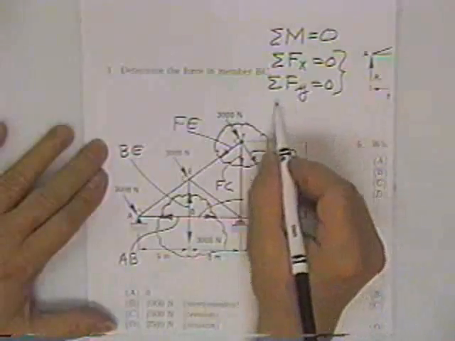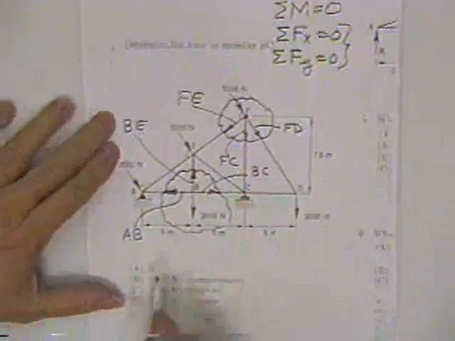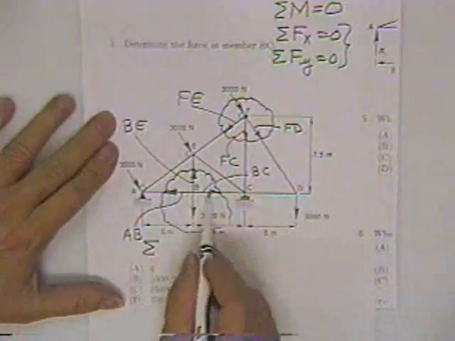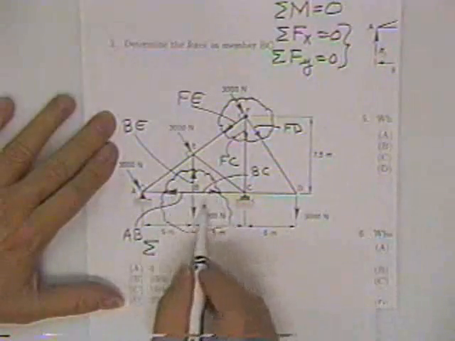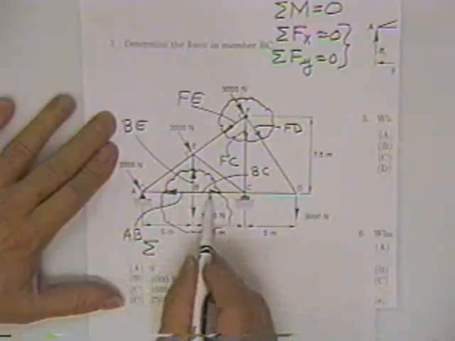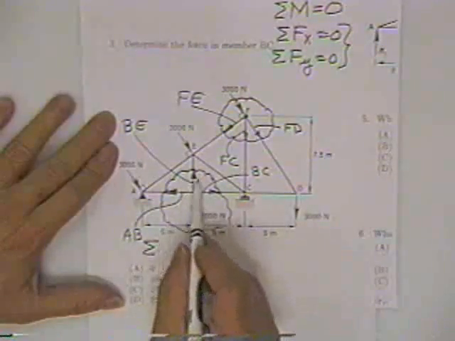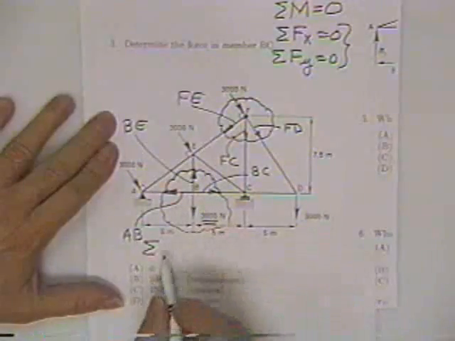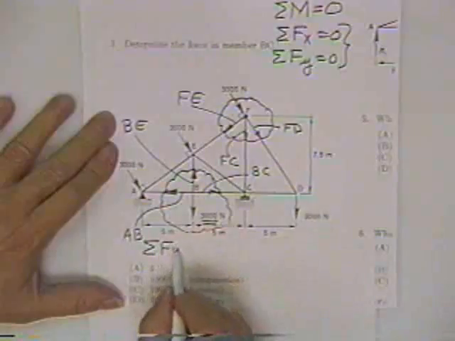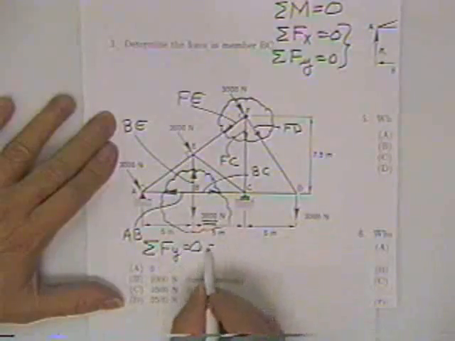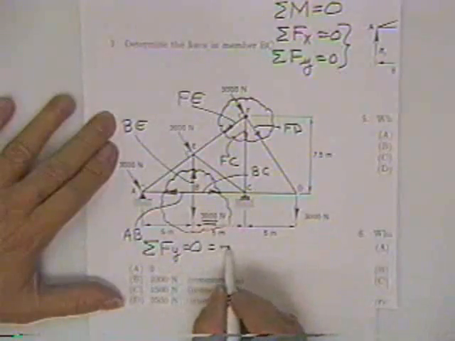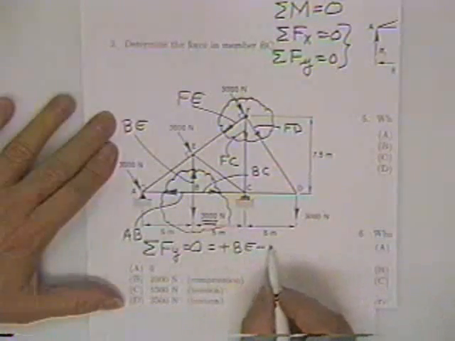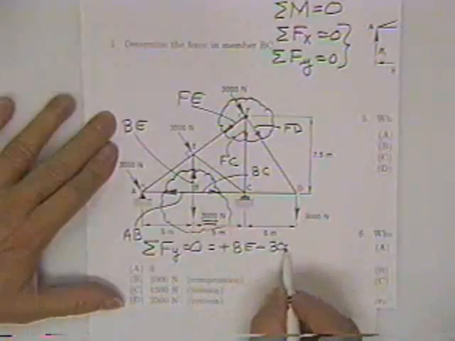In this case, the sum of the forces in the y direction does give you an answer. And the reason is because these two here are collinear. They act along the same line. They have no up and down component, and therefore this is the only guy that has any up and down component. He's this guy's only hope. So you say sum forces y equal 0 equals plus the force in member BE minus the 3 kilonewton force.